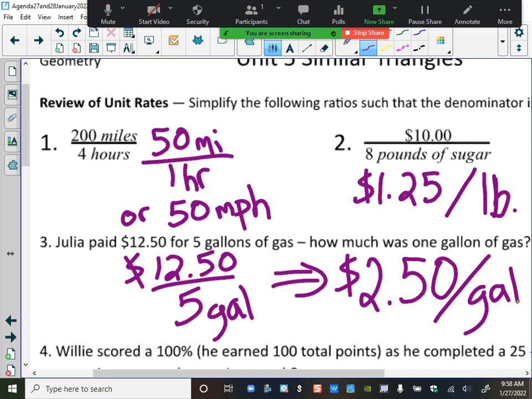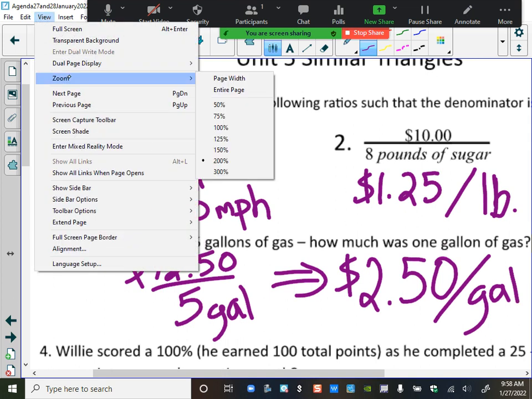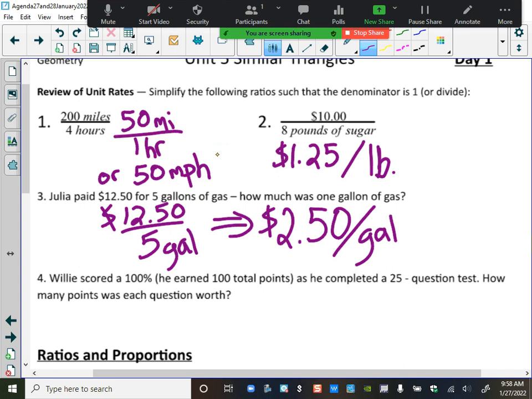And then this last one. Willie scored 100 on a 25-question test. How many points was each question? 4 points. That's right. 100 divided by 25 is 4 points.